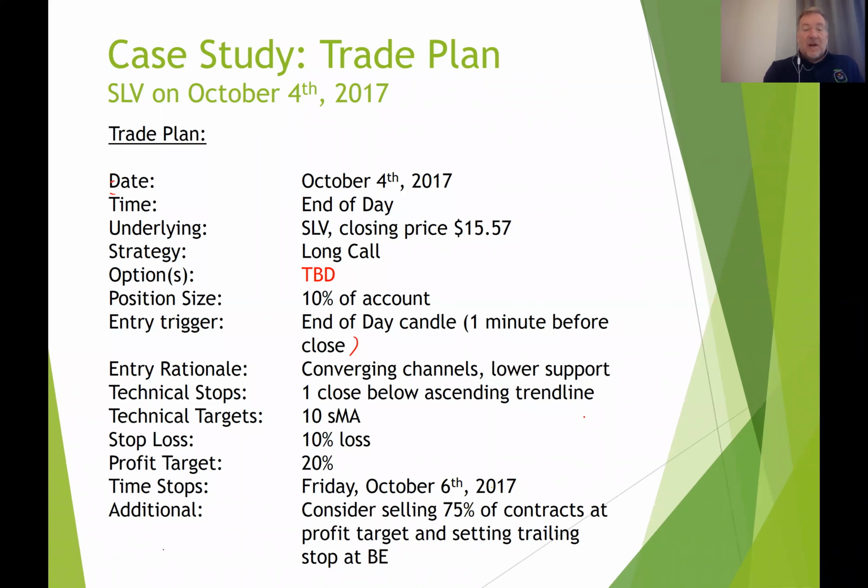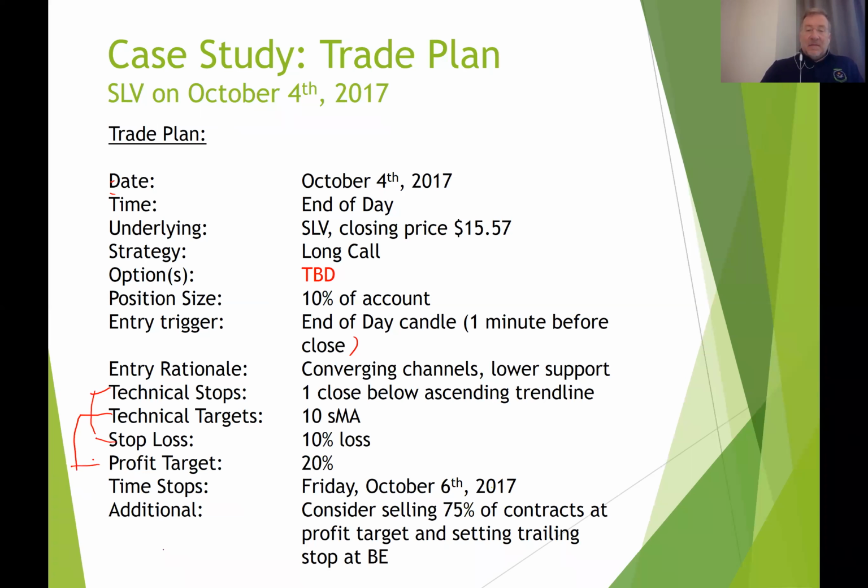But I'm also going to have a target of roughly 20%. Either my technical stop is going to happen, or my 10% loss is going to happen, and either the 10 SMA is going to be hit, or my profit target is going to be hit. I also have a time stop. My time stop is Friday, October 6th.